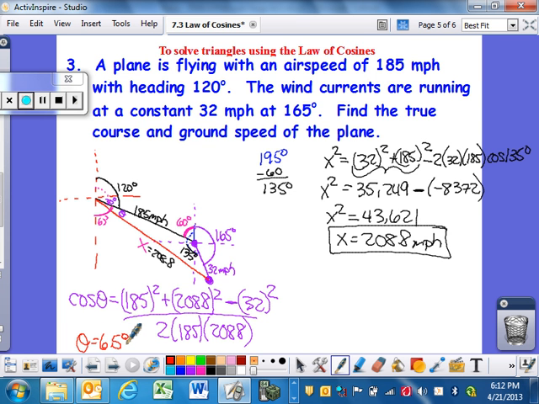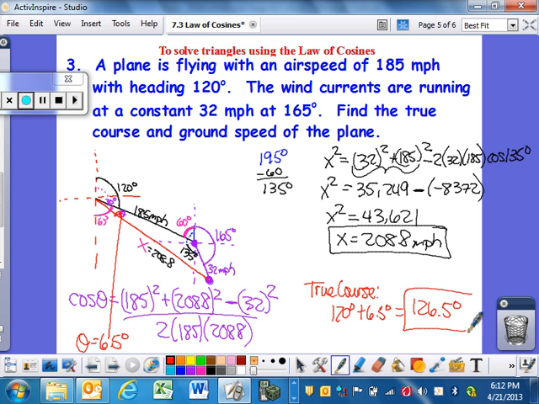Now why is that helpful? That is how much the wind is blowing you farther away from the home base. So in this case, the true course, because of the wind, is 120 degrees plus this 6.5 degrees. So 120 plus the 6.5 degrees equals 126.5 degree true course. And that's what I would look for on a test or a quiz.